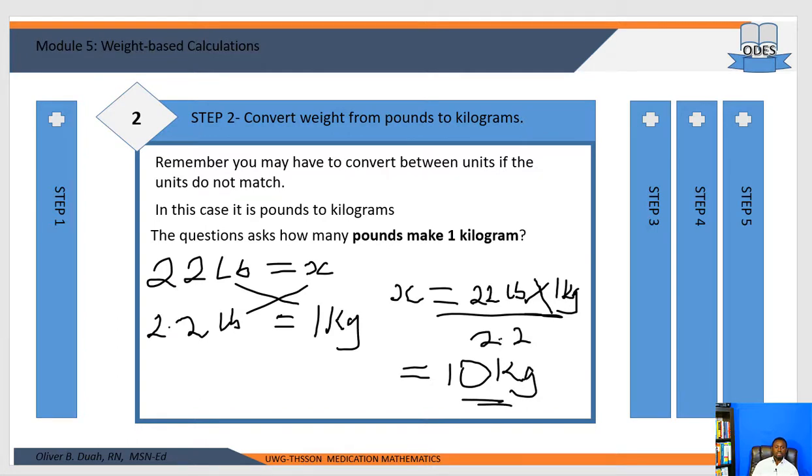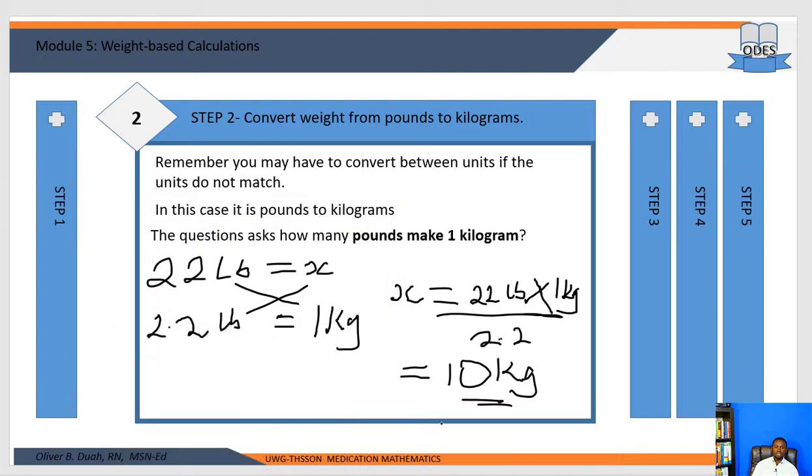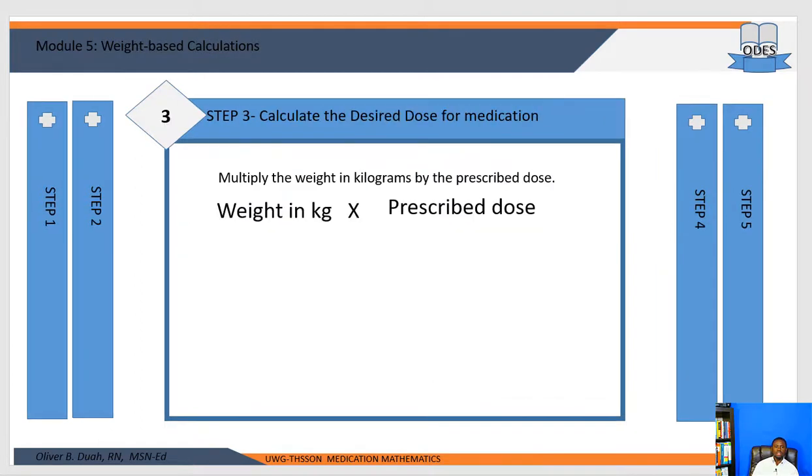We can confirm that with our calculator. So let's see. 22 divided by 2.2, and that will give us 10 kilograms. So that is our weight. So we have our weight under our belt. And then once we have found the weight, the next step will be to find the dose per weight. So we know our weight is 10 kilograms.